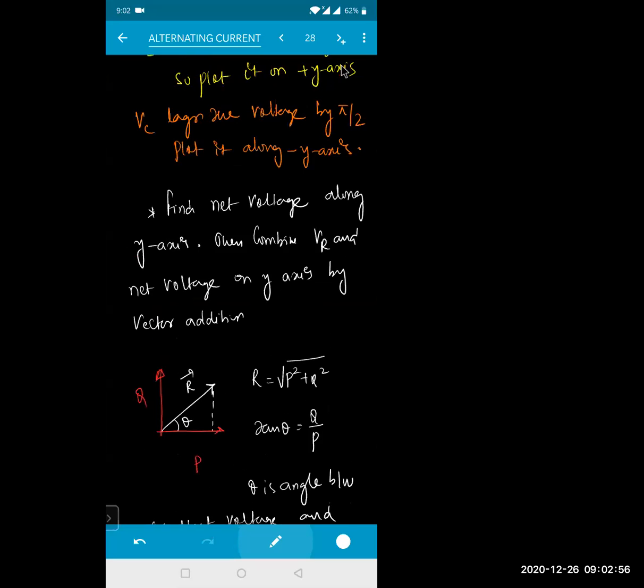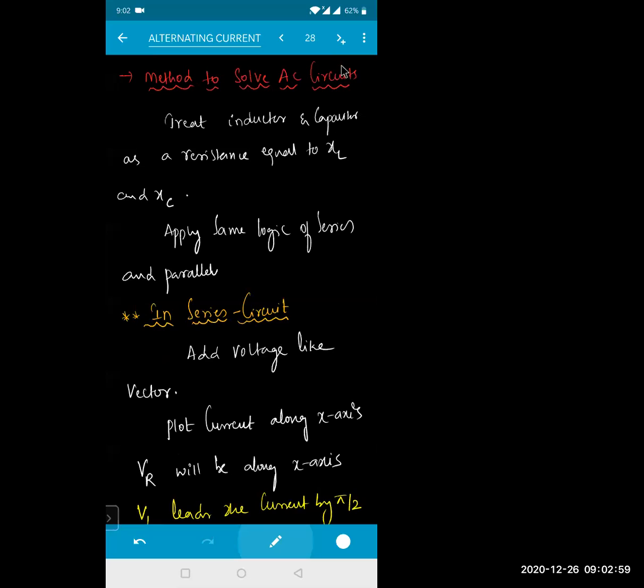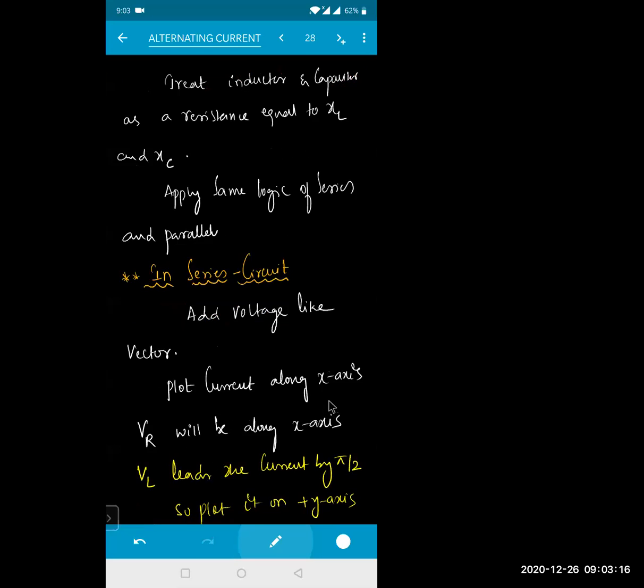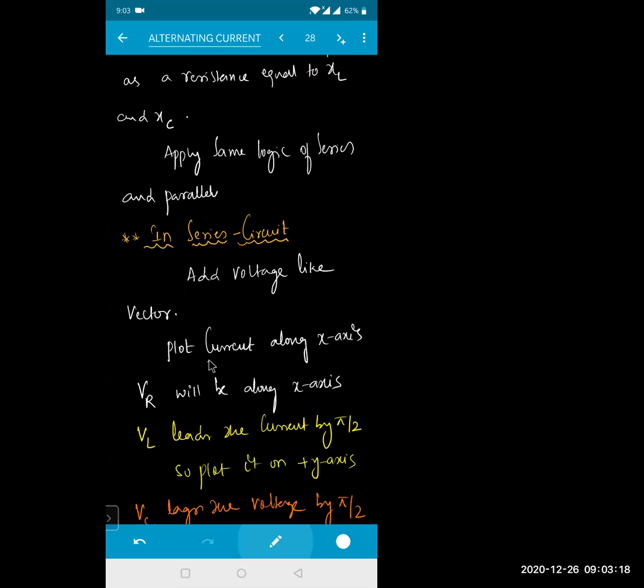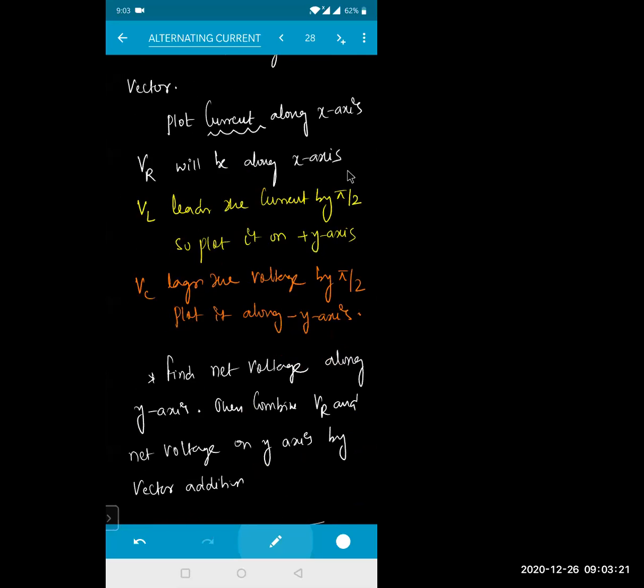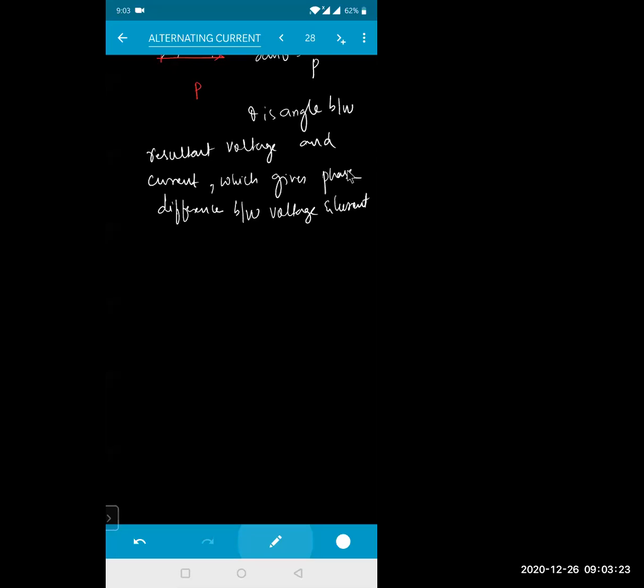Come back again once again here. So whenever we have a series circuit, we have taken only one resistor, one inductor, one capacitor. If I take all three in series, whenever you are doing series combinations, you just add them like vectors. What you do is first plot the current along your x-axis. See how I am drawing the voltages here right now. This is your graph and this is your x-axis.